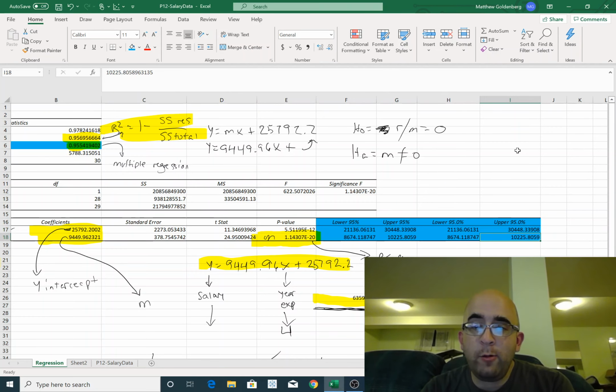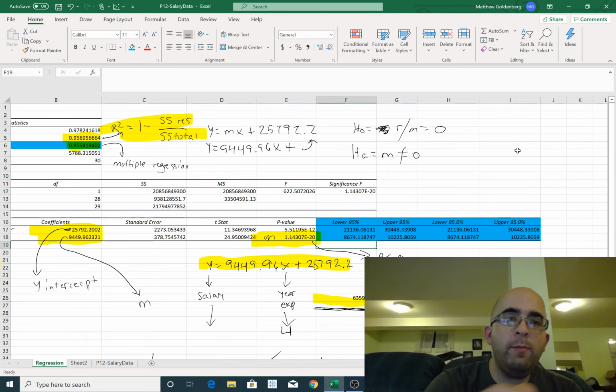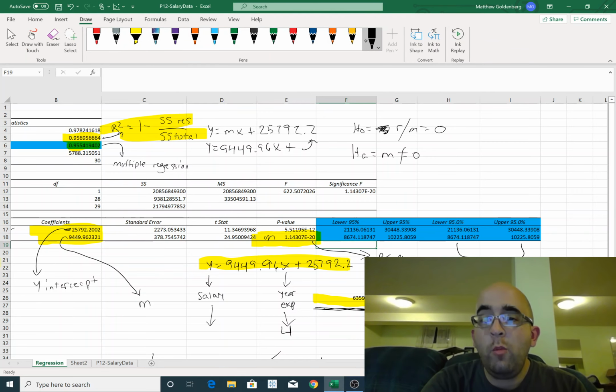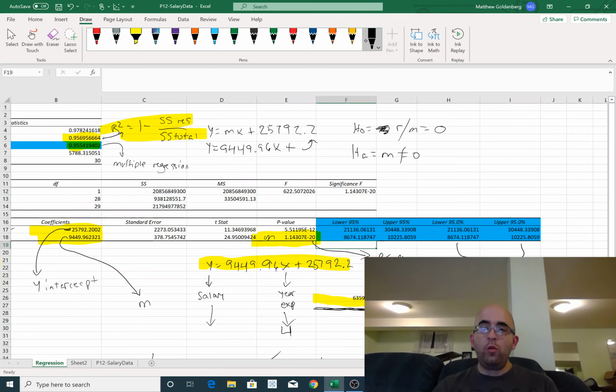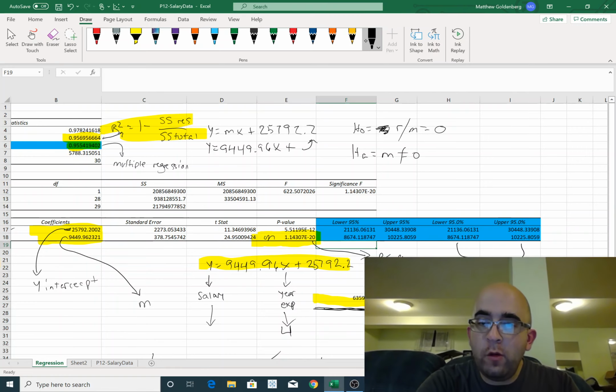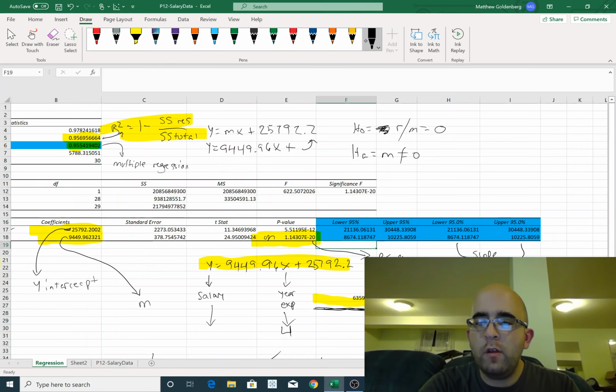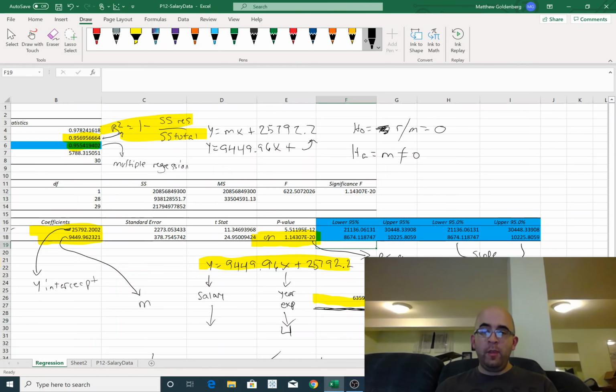Finally, understand a little bit about what these numbers mean. When I look at these bottom two, what they're really saying is that we are 95% sure, and these are slope values, we are 95% sure that the true slope of the relationship between salary and years of experience lies between those two numbers right here.